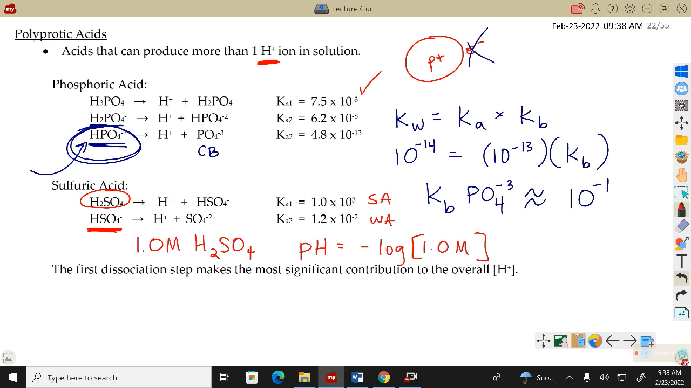Now, thankfully, we're not going to have to solve for pH of weak polyprotic acids, but we should just know that based on their Ka values, the first dissociation is always the most significant source of hydrogen.